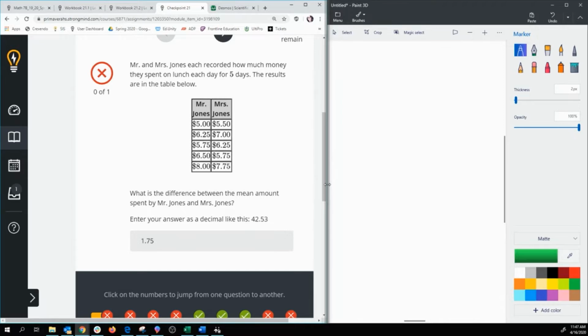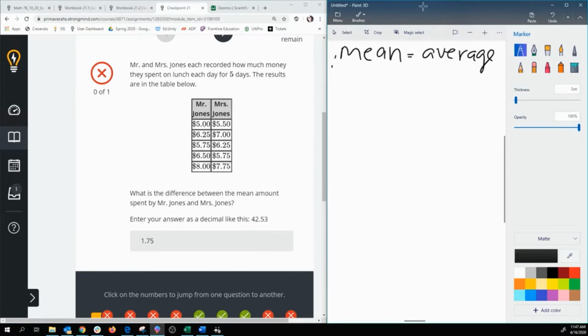So if I am asked to find the difference between the mean, well, I first need to figure out the mean. Right? Remember, mean is another way of saying average. So to figure out the average for Mr. Jones, I would add up all of the money that he spent.